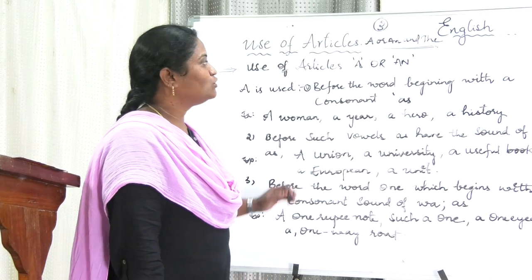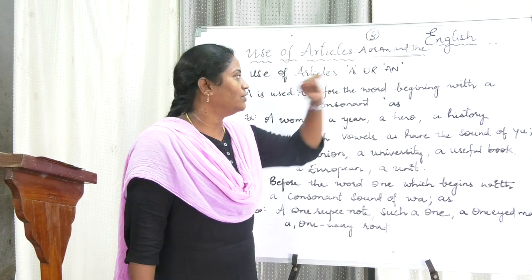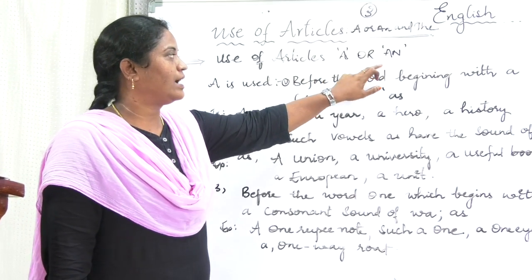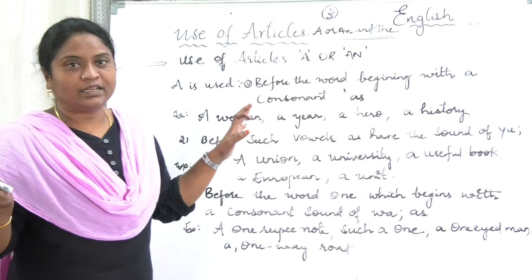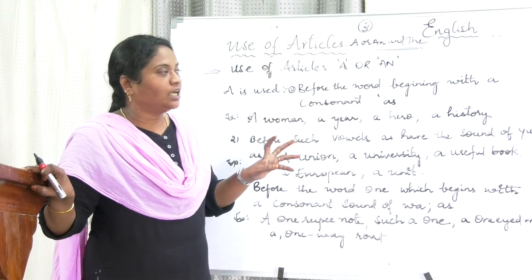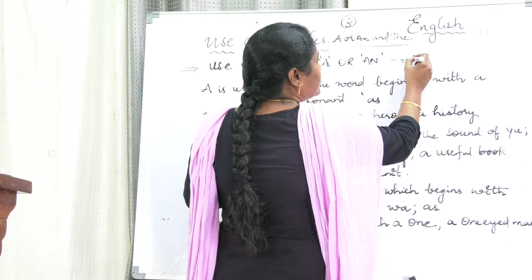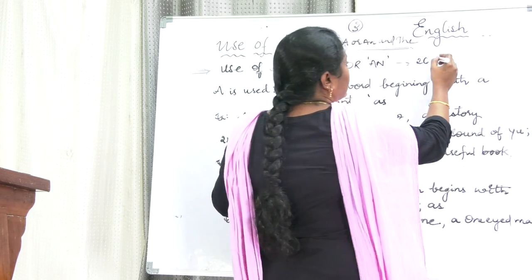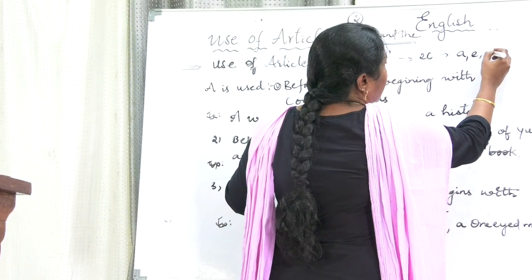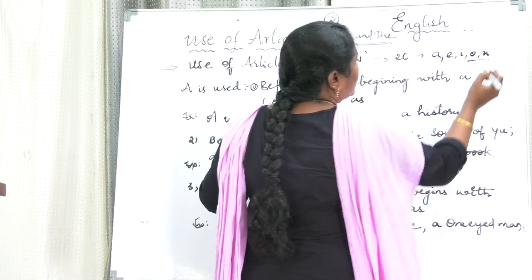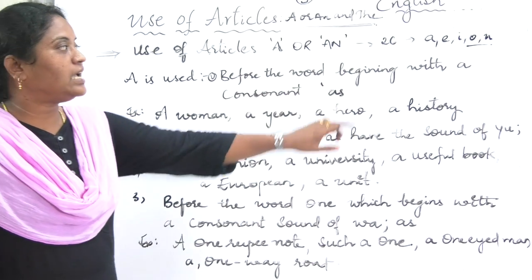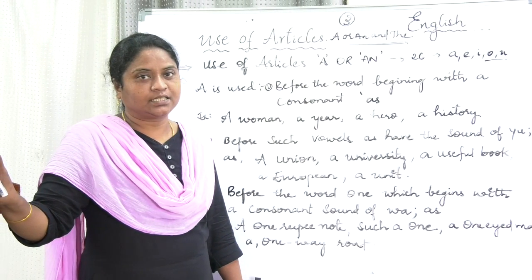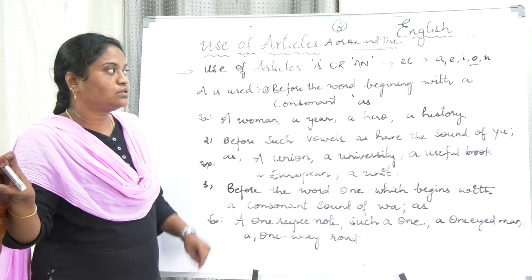Now let us discuss the use of articles a, an, and the. Okay. First let us discuss the use of the article a or an. So we all know that in English we have 26 alphabets, right? In English we have 26 alphabets. So, among these 26 alphabets, A, E, I, O, U are called vowels. A, E, I, O, U are called vowels, and the remaining alphabets are called consonants. Okay, the remaining alphabets are called consonants.